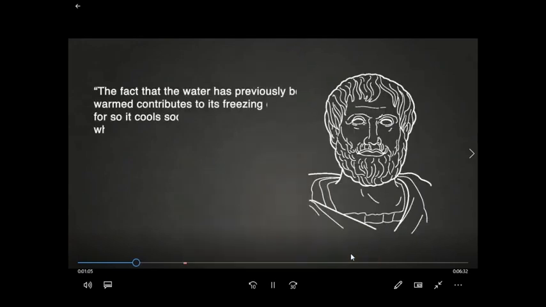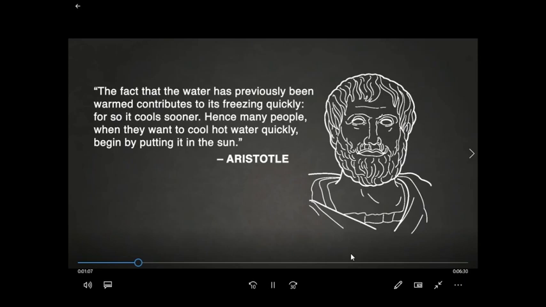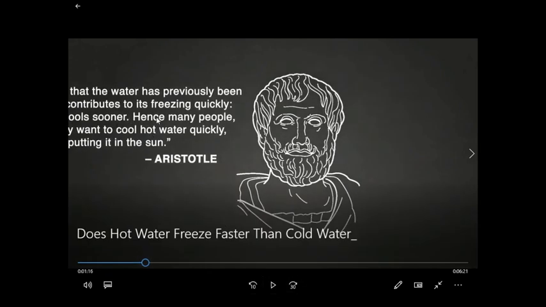It dates back at least to Aristotle, who noted, "The fact that the water has previously been warmed contributes to its freezing quickly, for so it cools sooner. Hence, many people, when they want to cool hot water quickly, begin by putting it in the sun." I always like the old quotes. They have cool wordings.